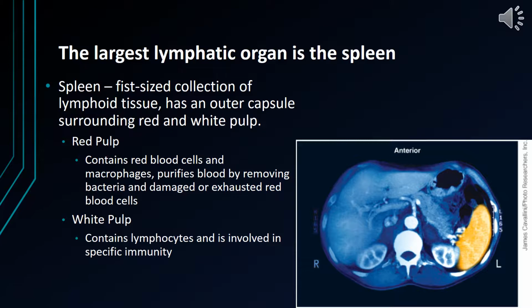The white pulp of the spleen contains lymphocytes and is the portion of the spleen involved in specific immunity. And you can actually live without your spleen even though your immunity or your immune system's functioning level may be reduced, or it will be reduced. Another thing about the spleen is, since it filters so much blood, that if it ruptures, it will kill you unless you receive immediate medical attention.